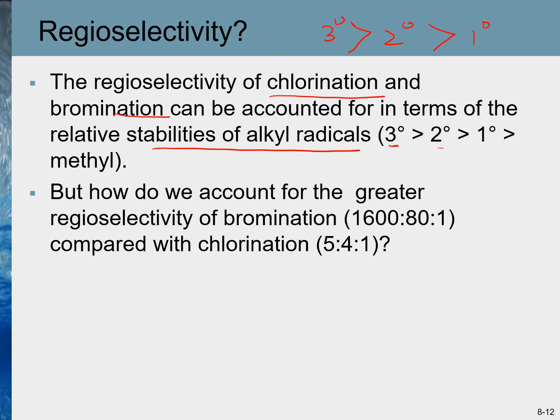But then how do we account for the greater regioselectivity of bromination? How come in bromination the tertiary product over the primary is 1600 times more likely, whereas in chlorination the tertiary product is only 5 times more likely than the primary? How do we account for such a big difference in bromination regioselectivity and chlorination? In order to explain this difference, we need to consider Hammond's postulate.